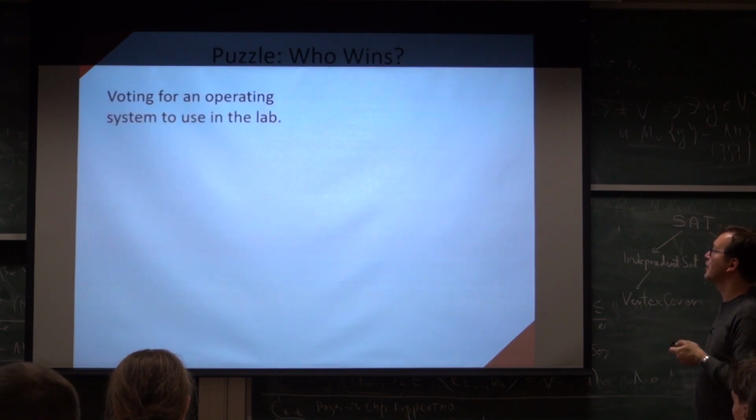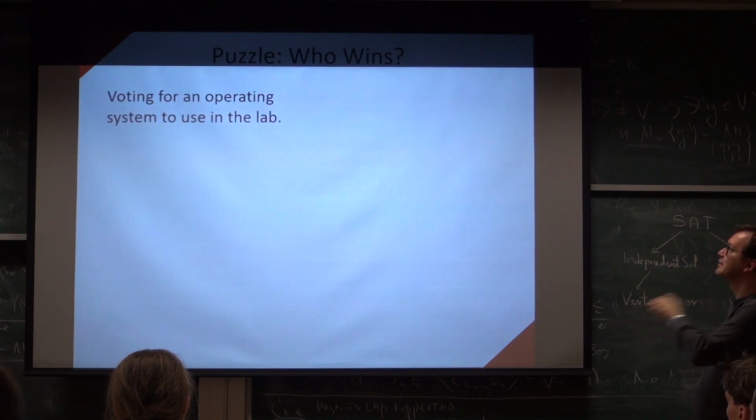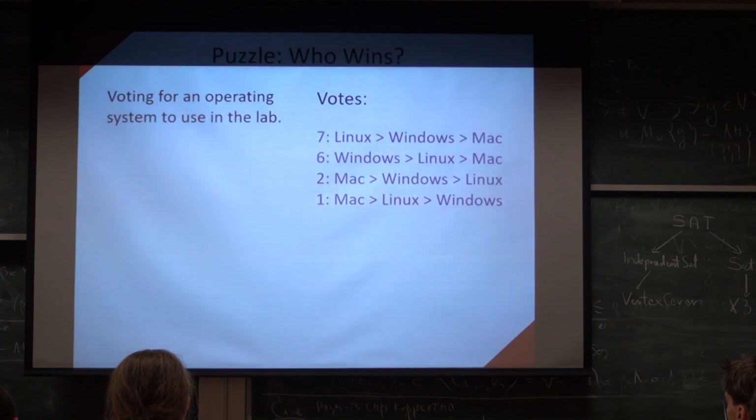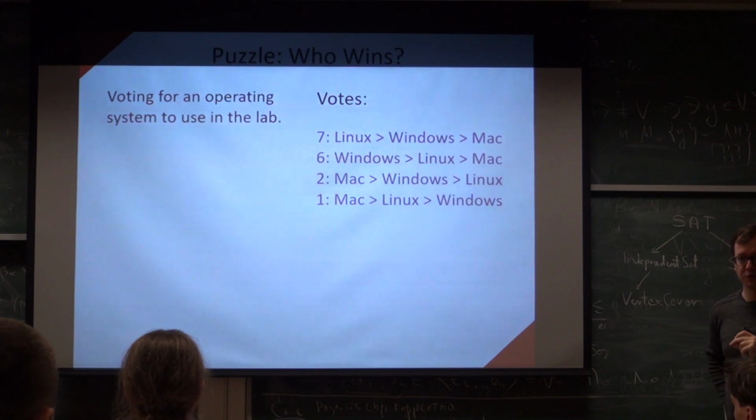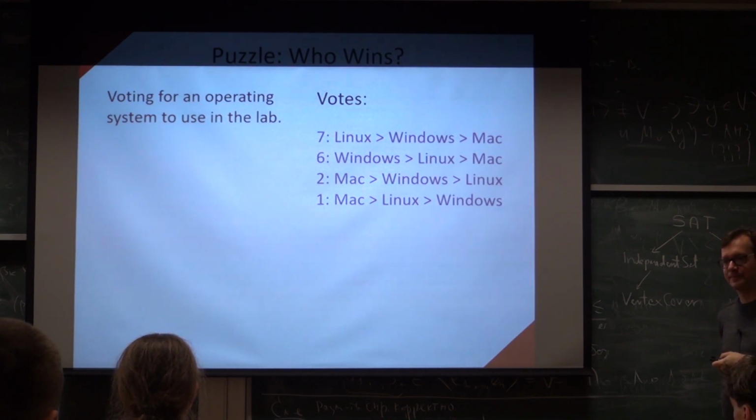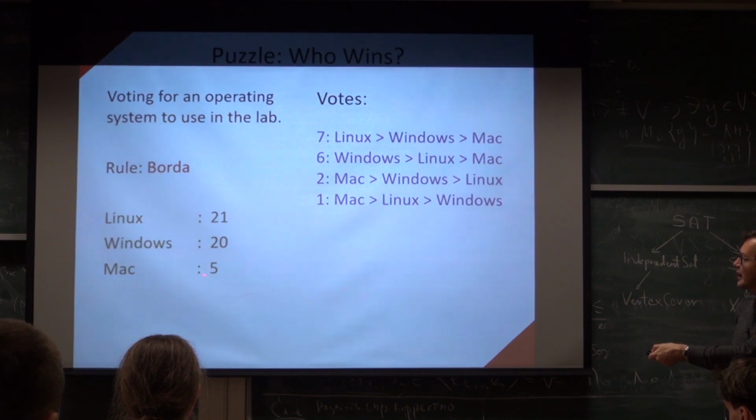So we have the following puzzle. We're voting for an operating system to use in the lab. Let's say that these are the votes. 7 votes say Linux is better than Windows than Mac. 6 votes say Windows is better than Linux than Mac. 2 votes Mac, Windows, Linux. 1 vote Mac, Linux, Windows. Okay, first question before you see the voting rule: which operating system do you think will win? Mac. Very good. If we use the Borda rule, then the scores are 21, 20, and 5.